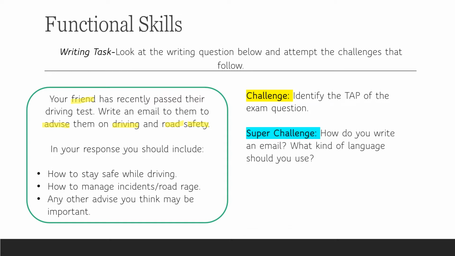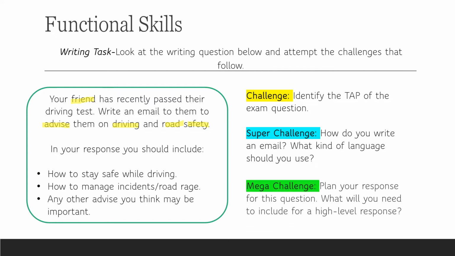Next thing, super challenge. How do you write an email? What kind of language should you use? So again, really this does come down to whether we're talking about writing an email to a friend, a relative, or someone in a more formal setting, such as a potential employer. So all of that could be learnt from just reading the question carefully.